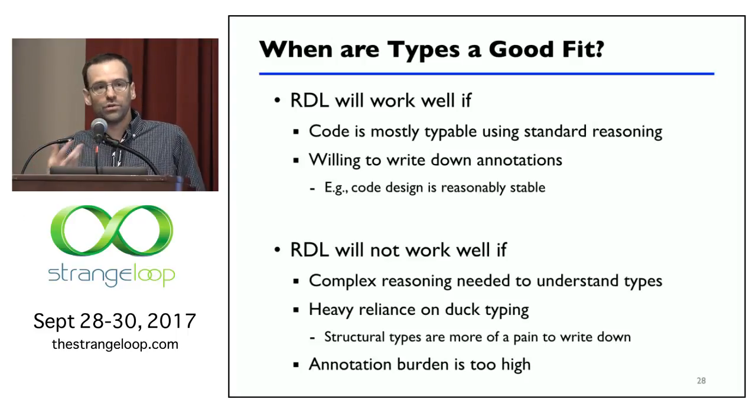And you have to be able to use the kind of types that are written down without the annotation burden being too high. So for example, if you have heavy reliance on what Ruby calls duck typing, usually I call it dynamic typing, and you want to use structural types everywhere in your program, well, that's going to be a lot more effort to do, right? So you may not want to use RDL in that circumstance.